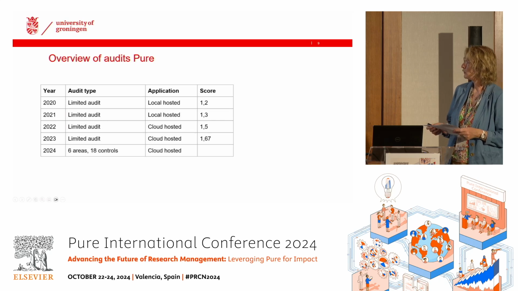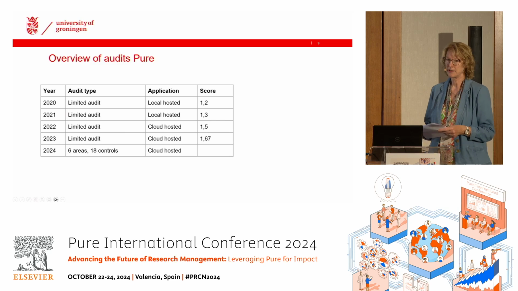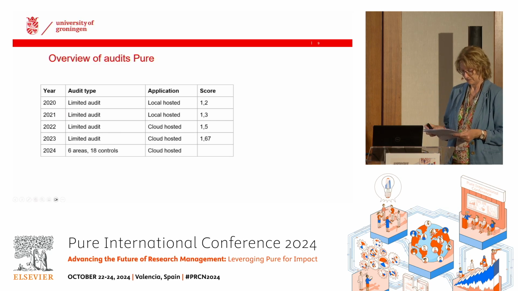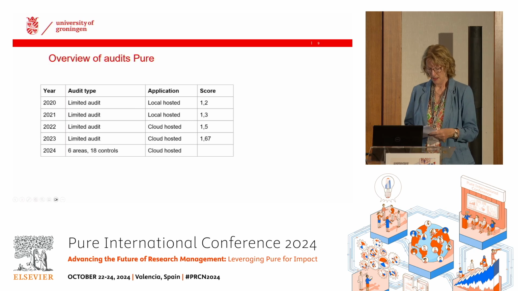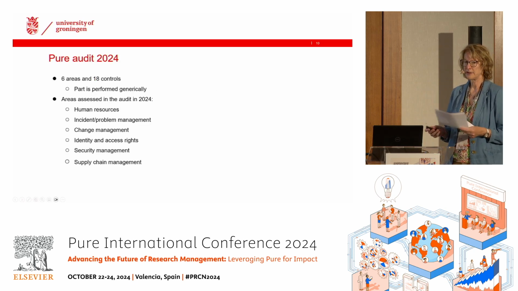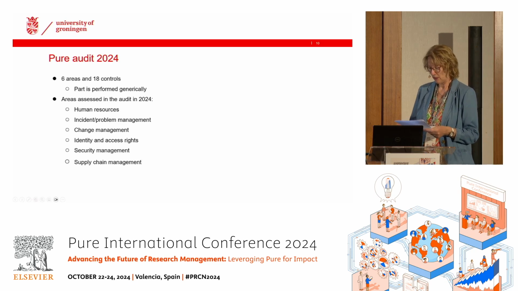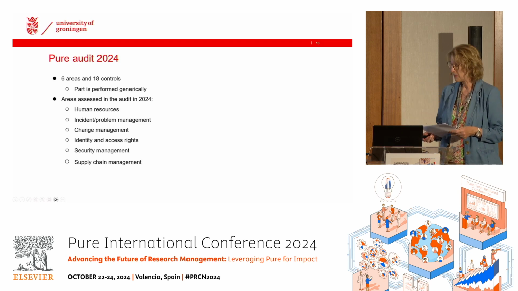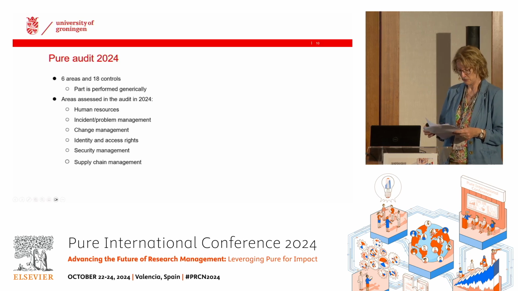These are the audits of Pure we have done so far. And as you can see, we are making steady progress. So the Pure audit in 2024, we had 6 areas and 18 controls. The complete audit is 15 areas and 69 controls, but a large part is performed generically. So this is a shortened version we have to do.